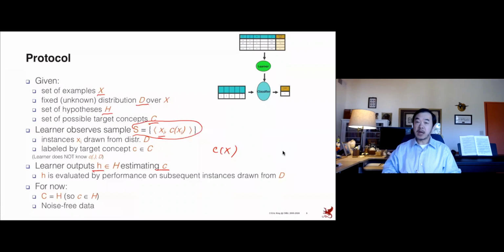And for now, in PAC learning, when we say PAC learning is about a hypothesis space, we mean there exist hypotheses that perfectly respect the labels in the training data set. That basically means that these two are equivalent. The set of concepts is the same as the set of hypotheses. And then the data in this case is called noise free.